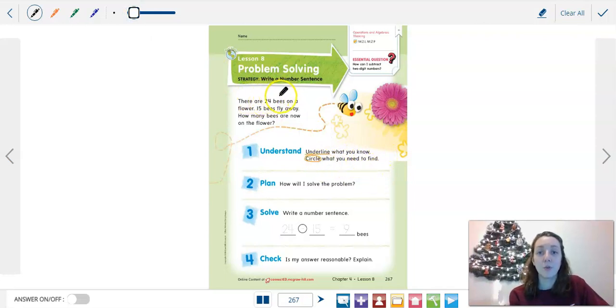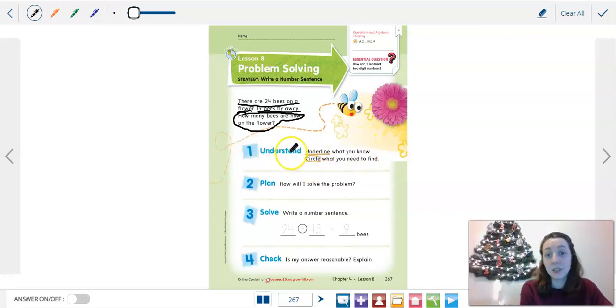So the first thing is to underline what you know, circle what you need to find. There are 24 bees on a flower. 15 bees fly away. How many bees are now on the flower? We know there are 24 bees on the flower. We know that 15 bees fly away. We're trying to figure out how many bees are on the flower now. Okay, so we understand the problem, we understand what it wants us to do.